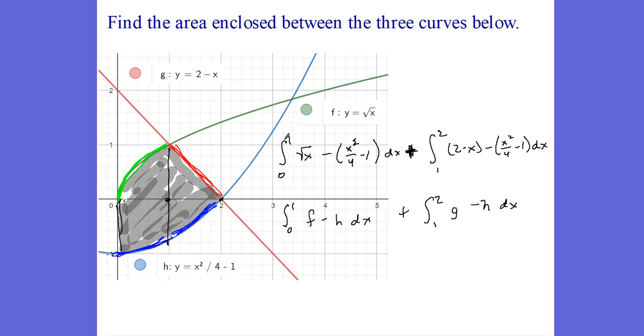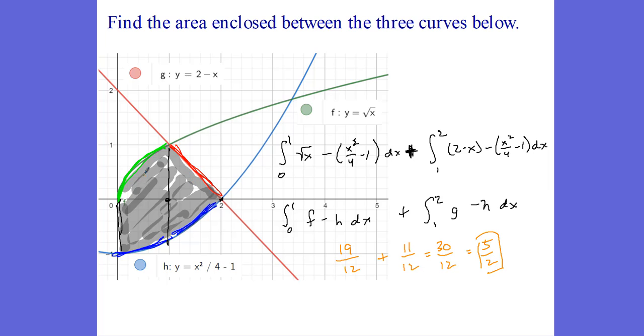And so on the calculator, if you do this from 0 to 1 of the square root of x minus x squared over 4 minus 1 dx, you end up getting 19 over 12. Now the next function, from 1 to 2 of this function, we end up getting 11 over 12, which, if you add that up, is 30 over 12, or reduced to 5 over 2. And that is the area under the entire curve, 5 over 2.